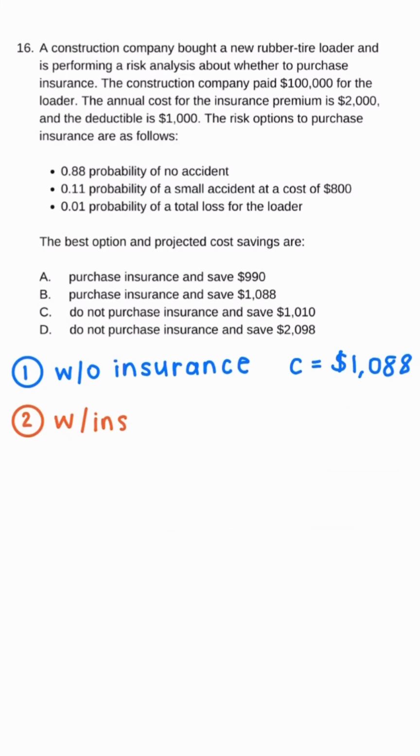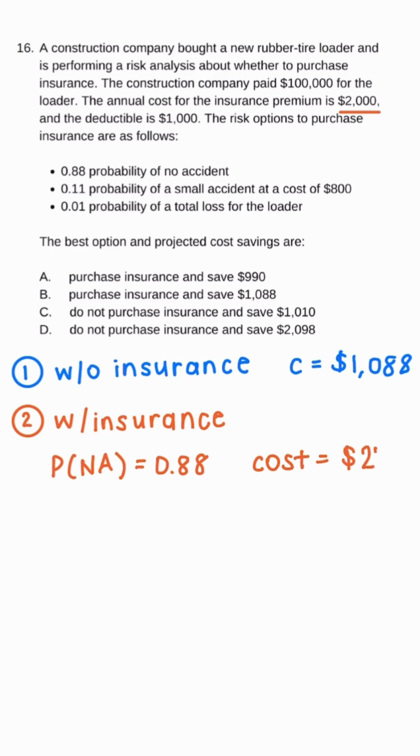Now let's calculate the projected cost if the company does decide to purchase insurance. The probabilities will remain the same. However, the costs will differ. So if you don't get into an accident, you still have to pay your insurance premium of $2,000. So the cost of not getting into an accident is $2,000.